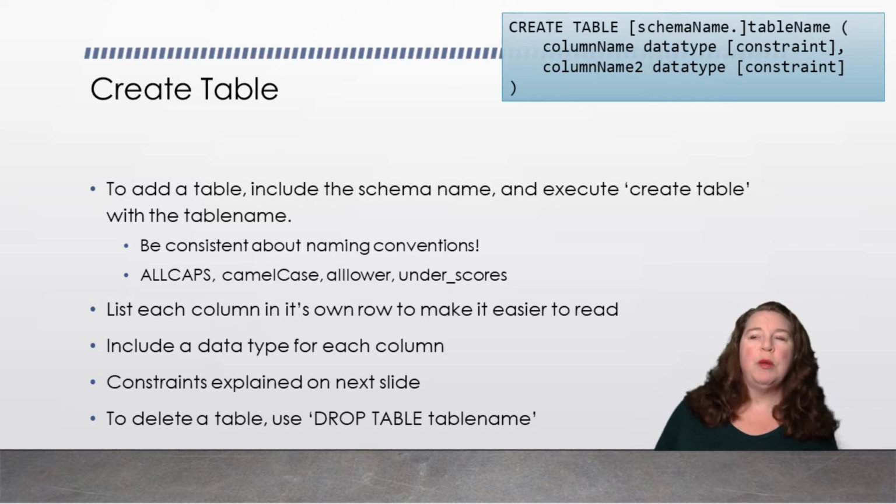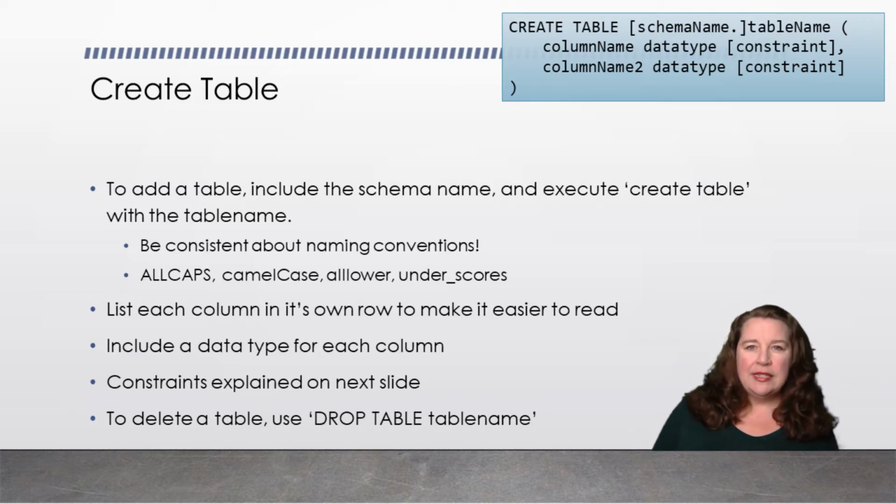and then we reference that table name. Remember, we need to have the schema name in front of the table name if we're going to not use the default schema of DBO. I'd recommend highly that you use your schemas. That's what they're for. The syntax is going to be the column name with a space, the data type with a space, and then any constraints that are going to go along with that. We're going to explain constraints on the next slide.